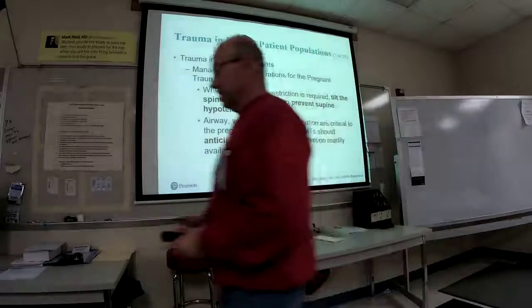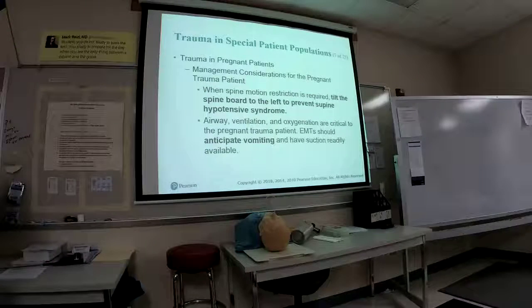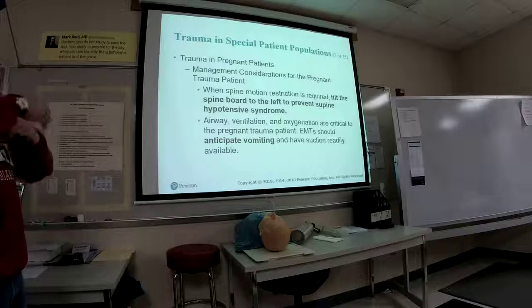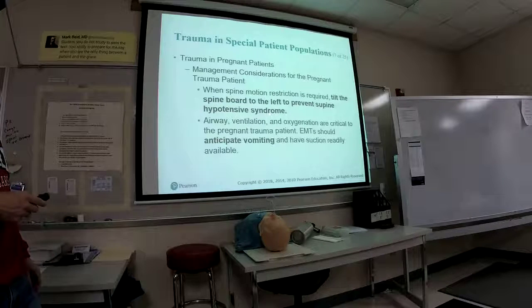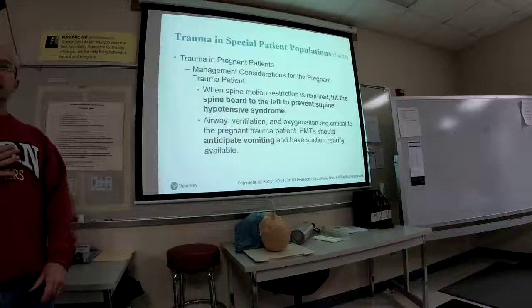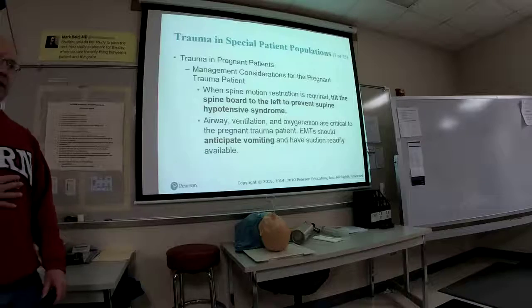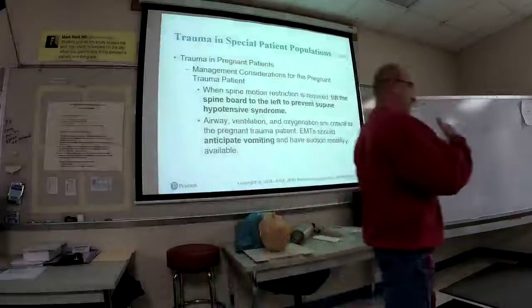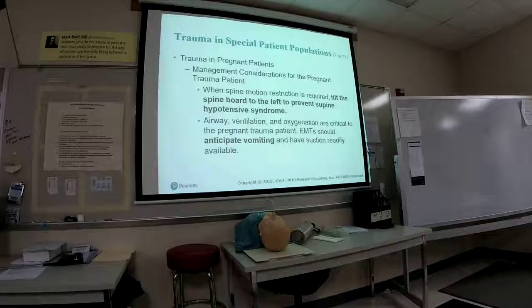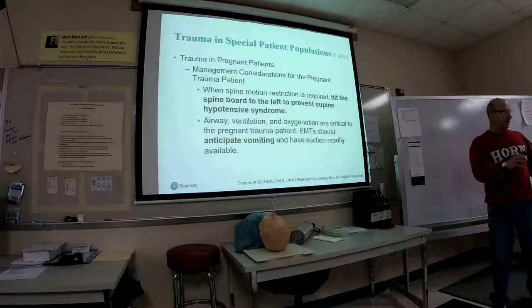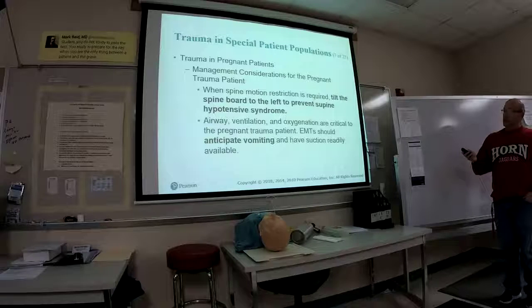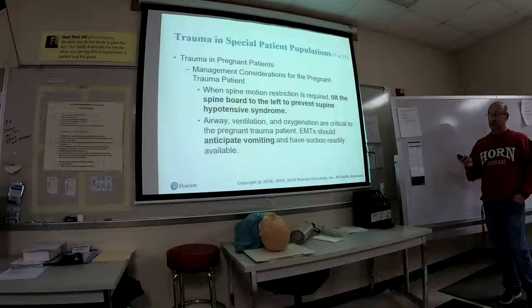When you have a pregnant patient, especially in the second or third trimester, and you have to immobilize her on a spinal board, you would tilt the board up to the side to prevent this syndrome, supine hypotensive syndrome. This occurs when the mom is lying supine and the baby is on the vena cava, causing the patient to go hypotensive. If the patient goes hypotensive, so follows the baby, right? So if you do have to immobilize a second or third trimester patient, tilt that board up on the side with some blankets or something to keep the baby off the vena cava, so they don't get supine hypotensive syndrome.